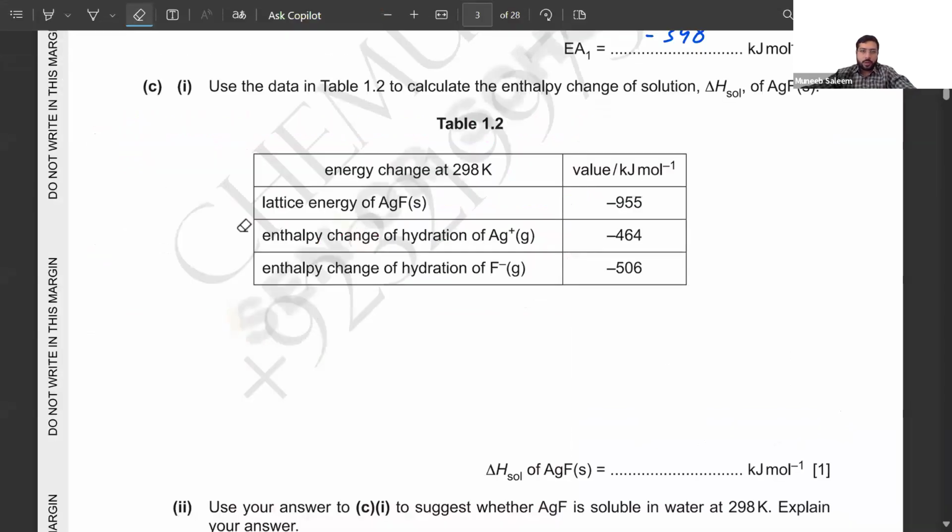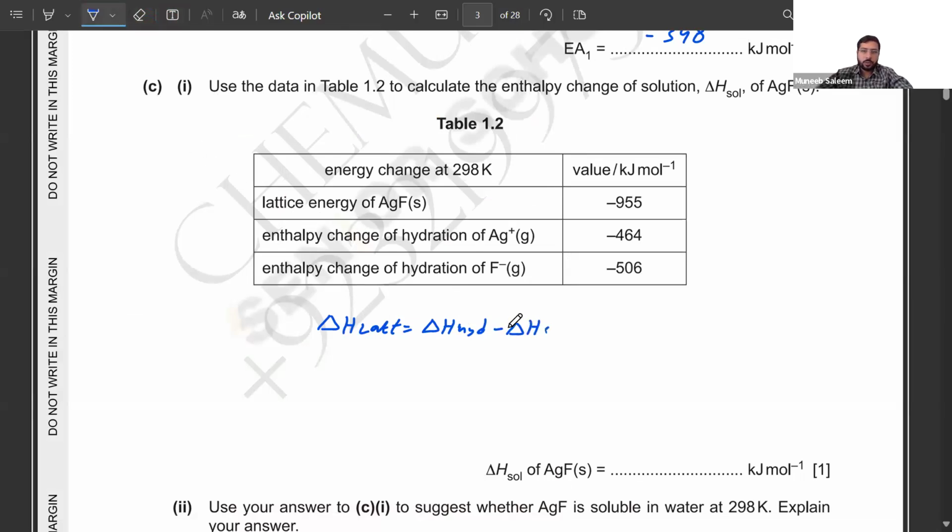All right, so applying the formula here, delta H lattice is equal to delta H hydration minus delta H solution. You can rearrange the equation. Simple, because previously it was lattice plus solution was equal to hydration. So I will just rearrange the equation.